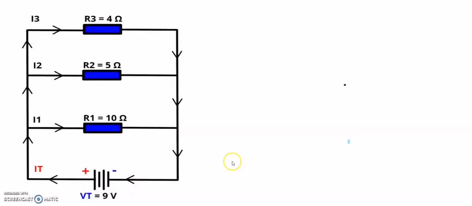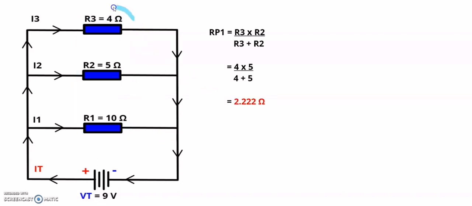Hi guys, in this video we'll be looking at how to calculate a parallel circuit. As we can see here, we have three resistors connected in parallel. The first thing that we will do is find the total resistance of the circuit. Because I have three resistors in parallel, I will do them two at a time.